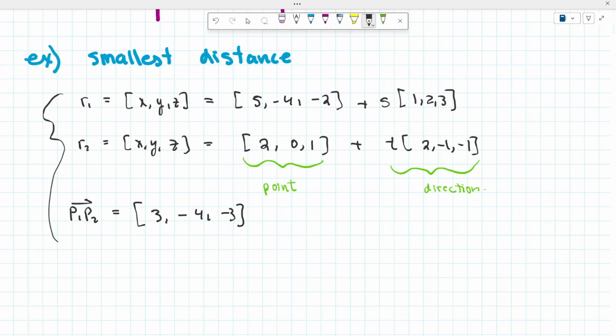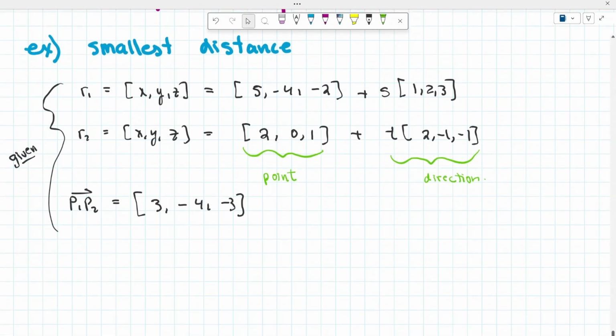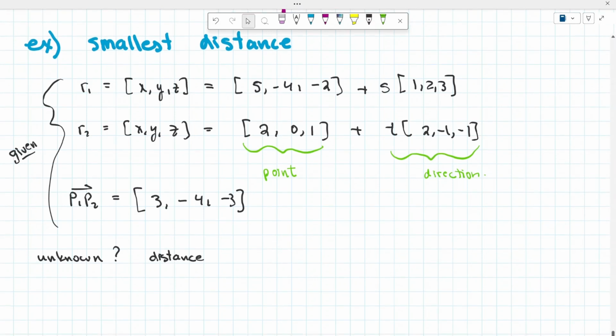Whenever we have problems, you want to clearly identify what is given, and then figure out what is unknown. So what is the unknown that we're looking for? Well, we're looking for the distance. In order to find the distance, we need to use our equation. So let's set up the skeletal equation and see what more information we need to find. The distance formula again equals the absolute value of n dot p1, p2 divided by the magnitude of n. Okay, so what are we missing here?